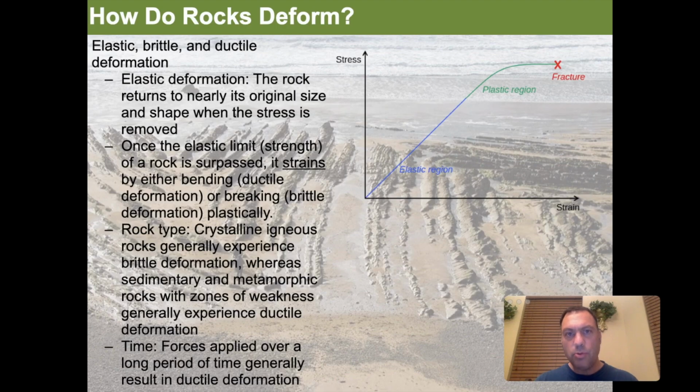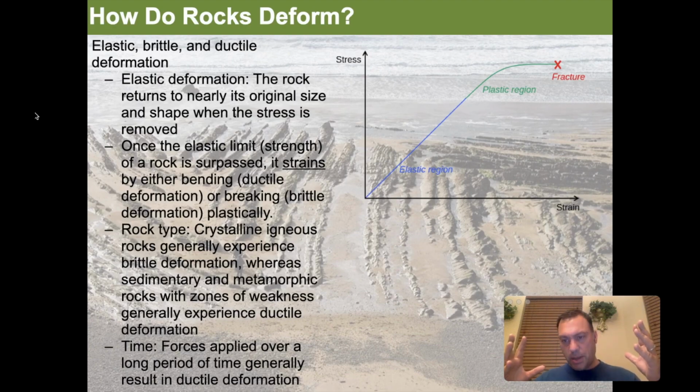So how do rocks continue to deform? Well, there's three different ways that we can think about rocks deforming. There's an elastic mode, a brittle, and a ductile deformation mode. So let's talk about these. Elastic deformation. Under elastic deformation, the rock returns to nearly its original size and shape when the stress is removed. So under elastic deformation, you put pressure or stress on an object, and even though it changes shape temporarily, when you let go, it goes back to its original shape.